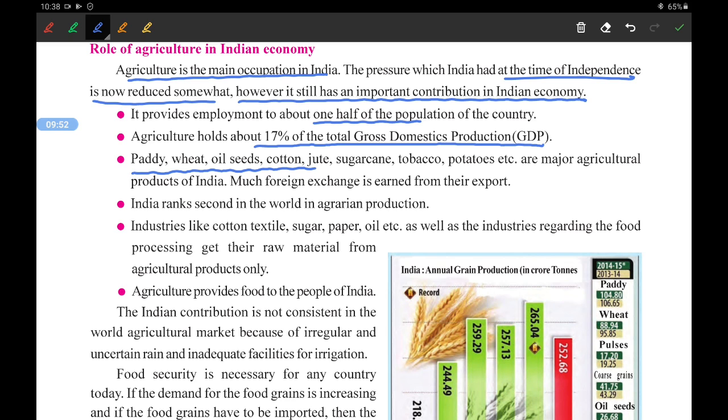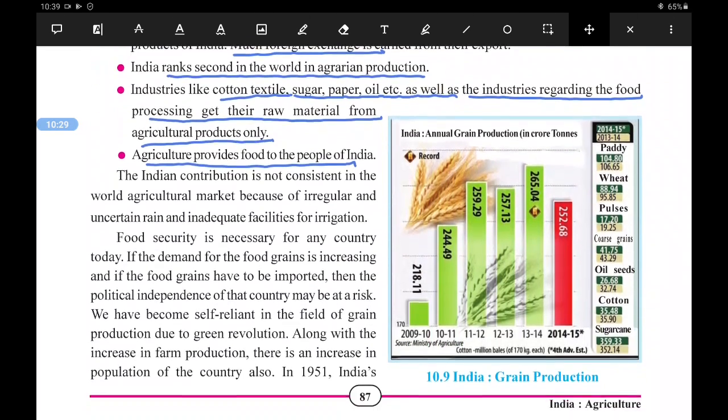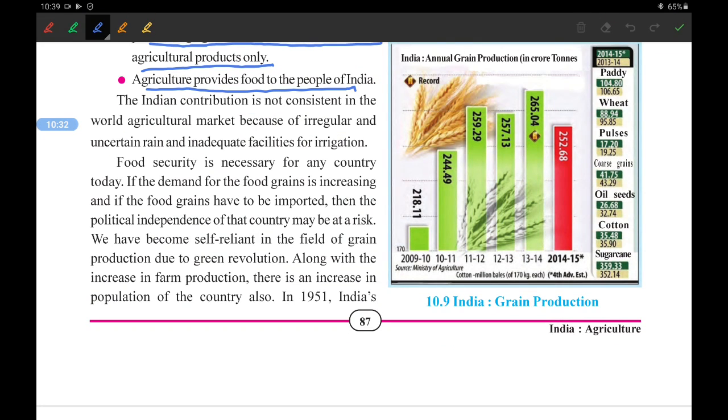Paddy, wheat, oilseeds, cotton, jute, sugarcane, tobacco, potato, etc. are major agriculture products of India. Much foreign exchange is earned from it, as we export these products. India ranks second in the world in agrarian production. Industries like cotton textile, sugar, paper, oil, etc., as well as food processing industries, get raw material from agriculture products. Agriculture provides food to the people of India, and that's why it has a very important role in the life of the people of India.